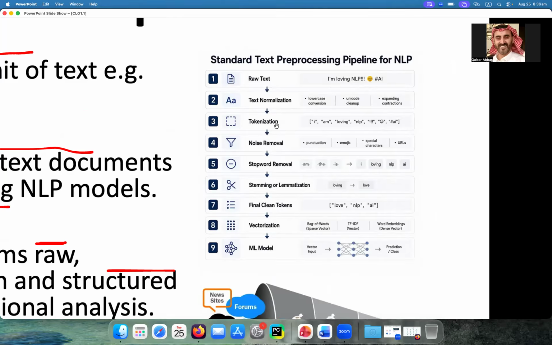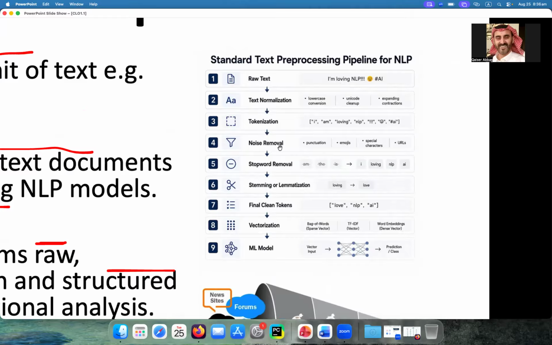Similarly, then tokenization. Tokenization is easy. Tokenization means that you have to transform your text into words. So then what? I is one word, am is one word, loving is one word, NLP is one word. After transforming it into lowercase, then NLP in this form, and then this. These are the separate things here.